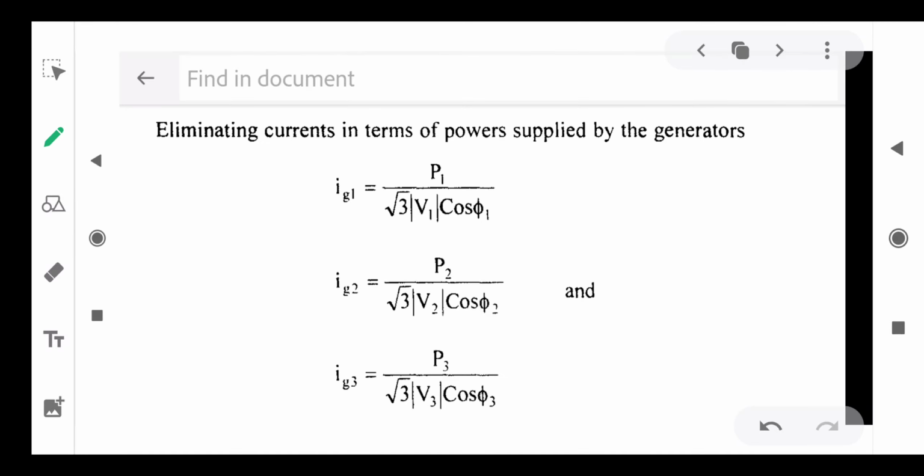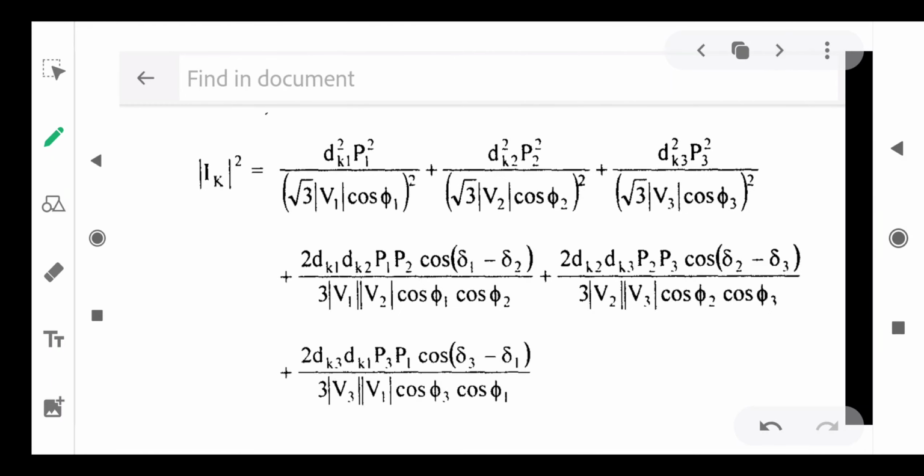And each current of the generating station: Ig1 is equal to the total active power P1 divided by root 3 V1 cos phi 1, P2 divided by root 3 V2 cos phi 2, similarly the third one. So all three currents are expressed in terms of voltage and power factors. Now let us substitute the current expressions in terms of power. You will get the individual terms 1, 2, 3, and mutual terms 1, 2, 1, 3, 2, 3.